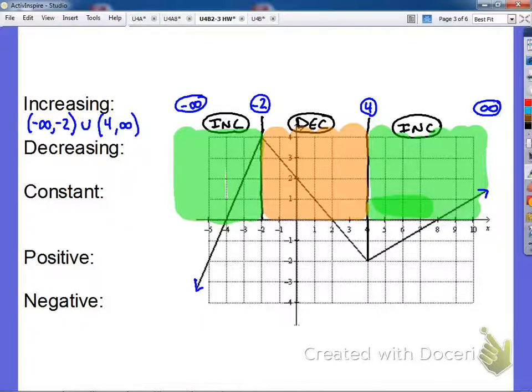Now, what about decreasing? From what until what? -2 until 4. The graph is decreasing from -2 to 4. Is this graph ever level? Is it constant? No. Nope. So this is not applicable in this problem.